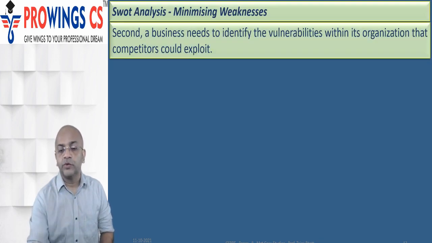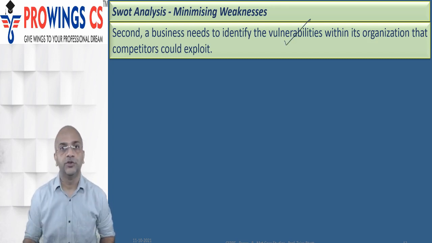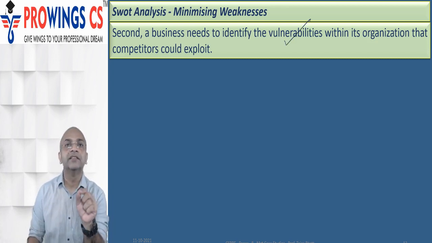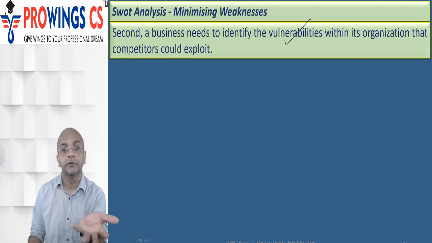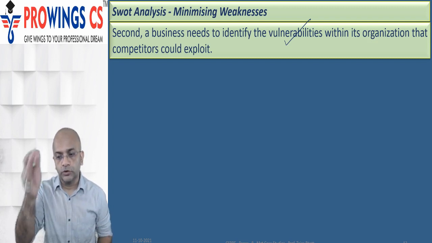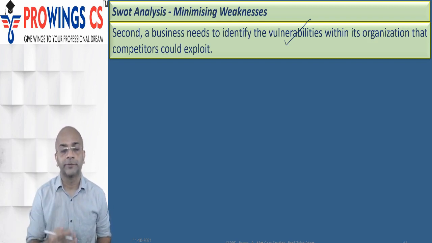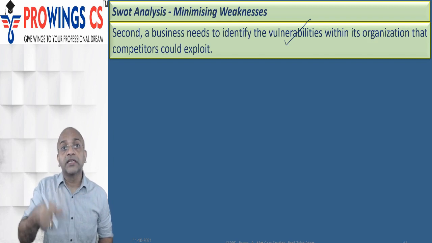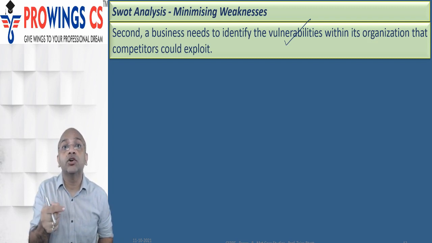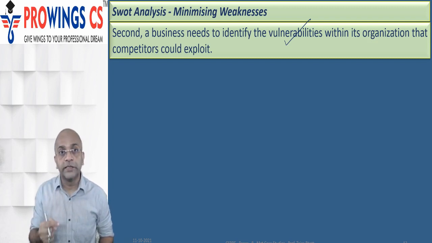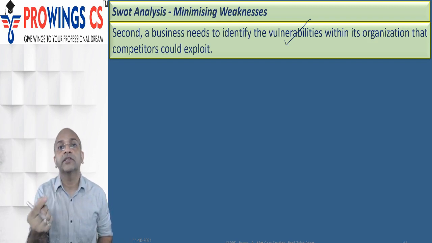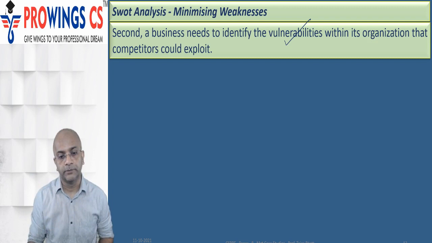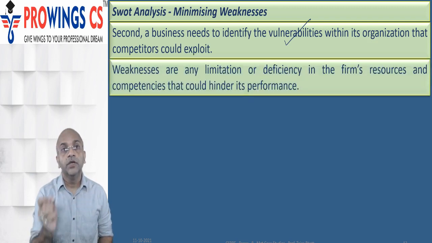Second, a business needs to identify its vulnerabilities. Vulnerabilities are a negative aspect of my particular business within its organization that a competitor could exploit. It means we are now slightly on the back foot in comparison to our competitors. They are better than us in a certain part of the business.